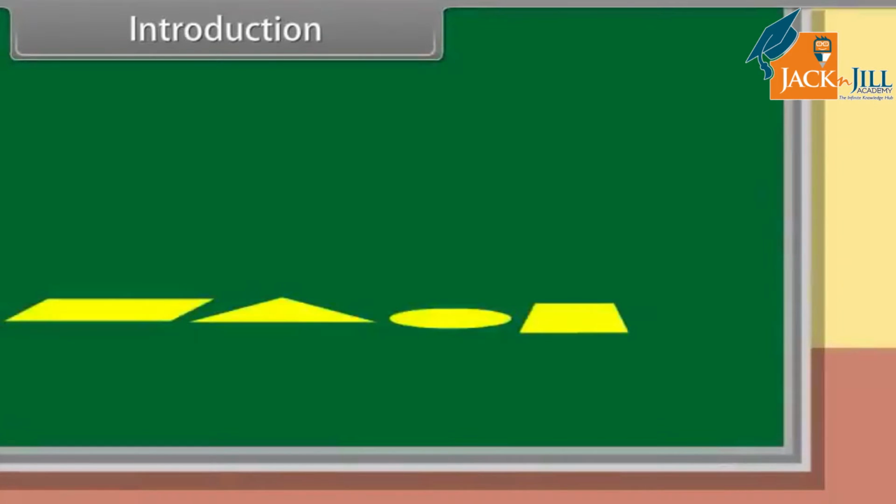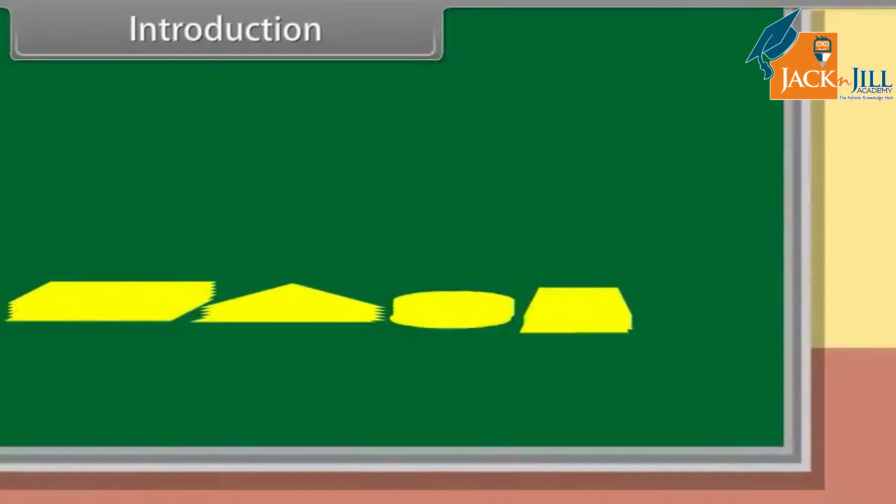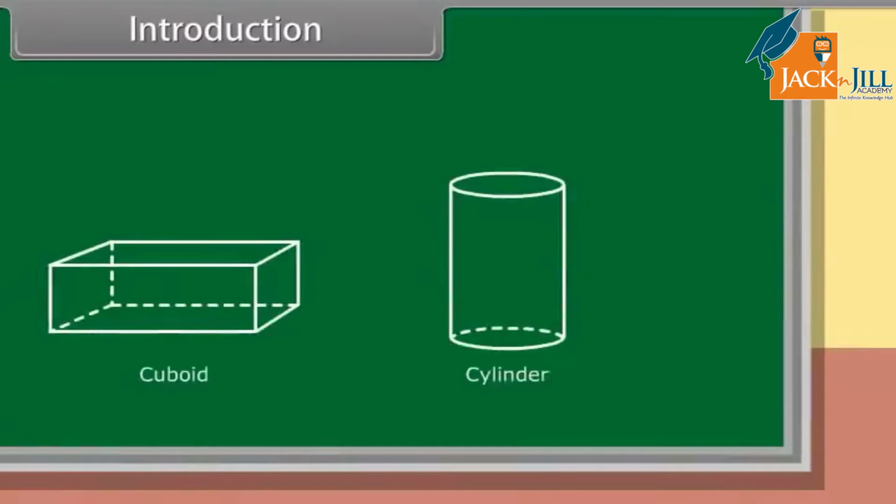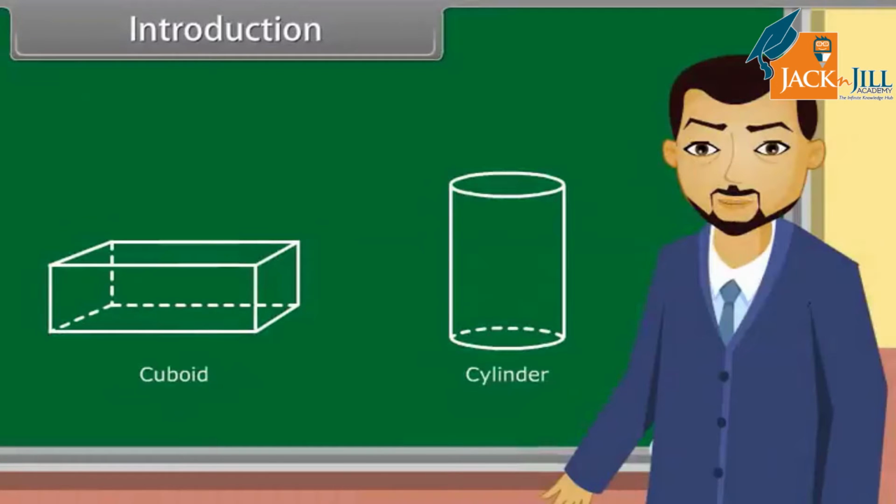If we cut out these plane figures of the same shape and size from the cardboard sheet and stack them up in a vertical pile, we shall obtain some solid figures such as a cuboid, a cylinder, etc. Today we will learn to find out the surface areas of these solids.